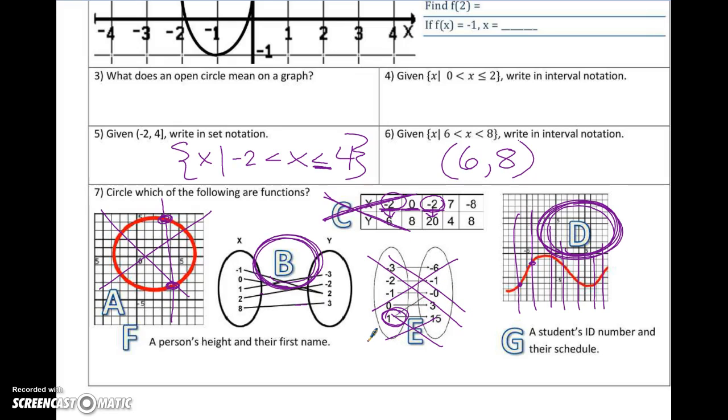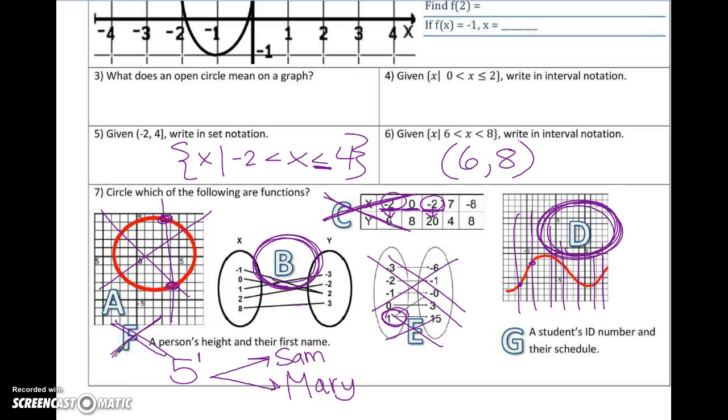F, a person's height and their first name. So if a person is 5 feet, then the person's name could be Sam. Someone else who's 5 feet could be Mary. Okay, so just because you're 5 feet, there could be more than one output, more than one name going to that 5 feet. So F is out. F is not a function.